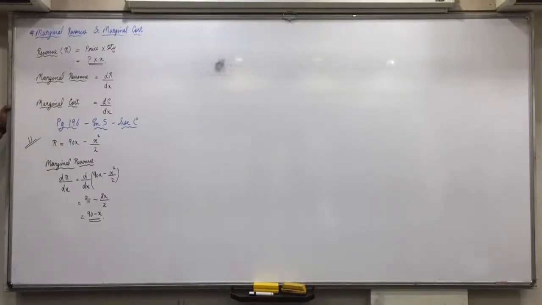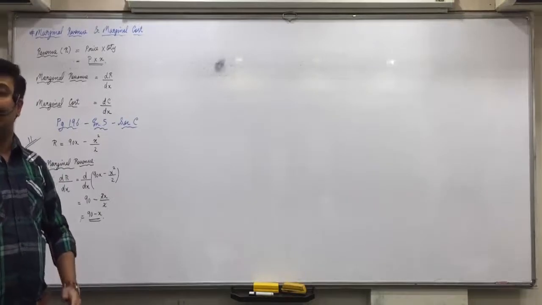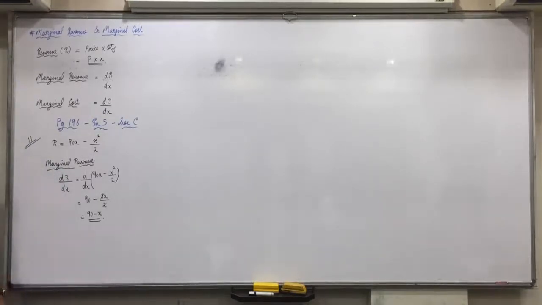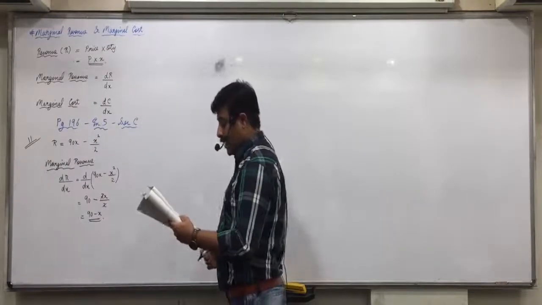If the x value is given, substitute that. Suppose they say, find marginal revenue at 10 units. Then in x you will substitute 10. So 90 minus 10, 80. What does that mean? The 11th unit will get you the revenue of 80 rupees. At 10 units your marginal revenue is 80. It means if you sell one more unit, the 11th unit, then you will earn revenue of 80 rupees. Marginal revenue, additional revenue. Did you understand this? So if the value of x is given, we would substitute that. Any confusions in this?